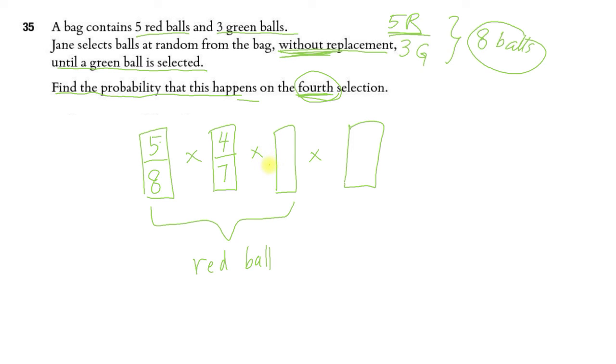And the probability of getting a red ball in the third try would be 3 over 6, because 3 red balls are left and 6 balls in total. And now in the 4th selection, green balls. So 3 green balls, 3 over 5, because you only have 5 balls left in the bag. And the probability of getting a green ball in the 4th selection is 3 over 28.